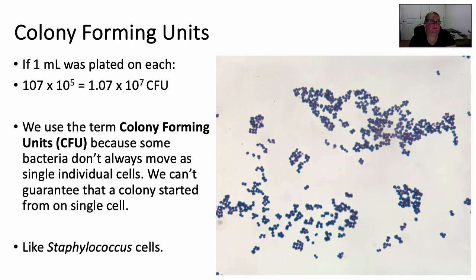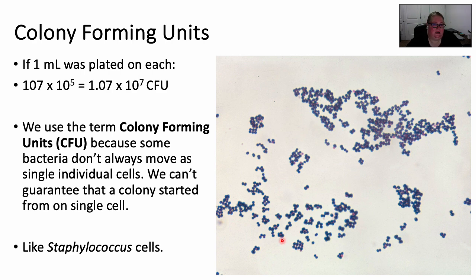Okay, so if 1 milliliter was plated, that means our 107 times 10 to the fifth is that 1.07 times 10 to the seventh CFUs. Okay, remember we're using this CFU unit, this colony forming unit, because bacteria don't always move as single individual cells. Sometimes they do, sometimes they don't. So sometimes they move as groups. So we have like the Staphylococcus cells. Okay, so we have like 2 here in this bunch, we have 3 here, we have quite a few here, at least 10 here. Okay, but they're all going to be the same thing.